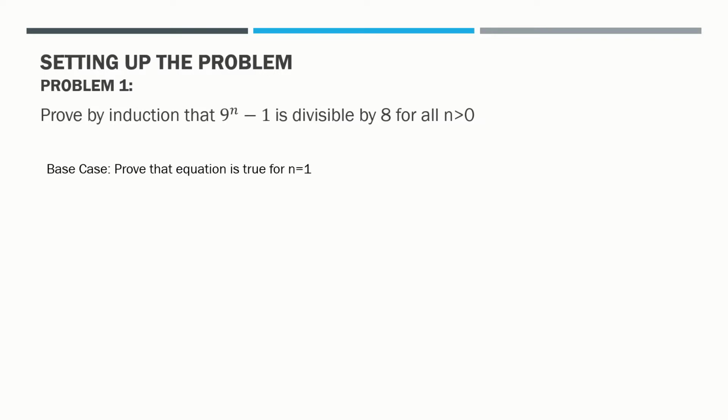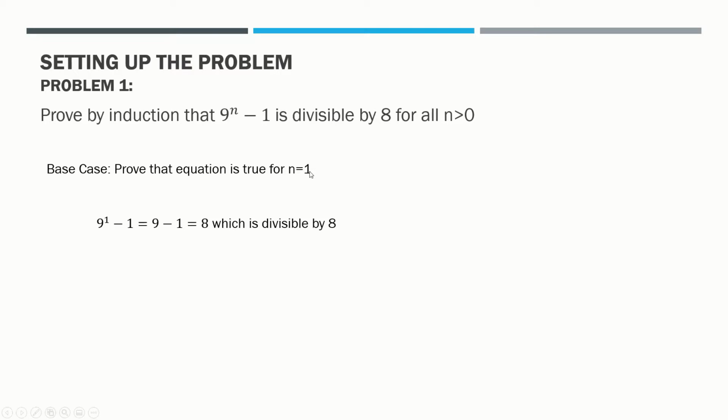So for our base case, we're going to just plug in 1 for n, and what that gives us is 9 to the 1 minus 1, which is just equal to 9 minus 1, and then that whole 9 minus 1 is equal to 8, which is obviously divisible by 8. So we know that the base case is true, which is the first step in our proof.